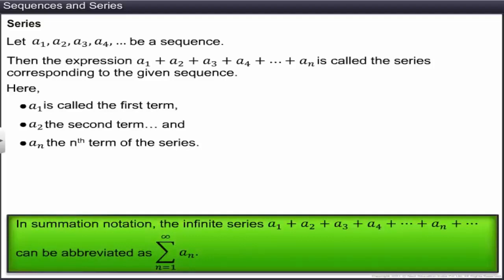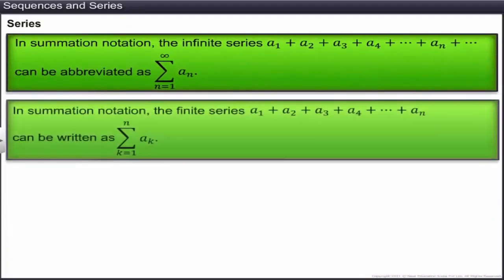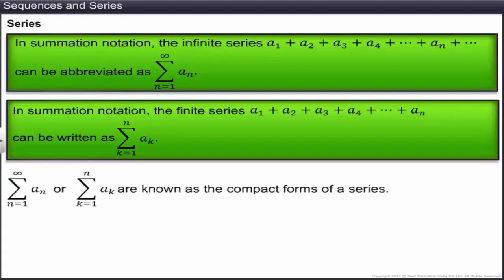In summation notation, the infinite series A1 plus A2 plus A3 plus A4 and so on up to infinity can be abbreviated as sigma AN, where n is from 1 to infinity. Similarly, in summation notation, the finite series A1 plus A2 plus A3 plus A4 and so on up to AN can be written as sigma AK, where k is from 1 to n. The summation representation of a series is also known as the compact form of the series.